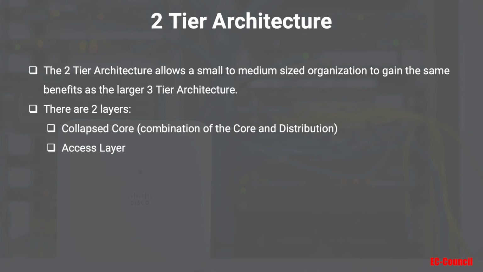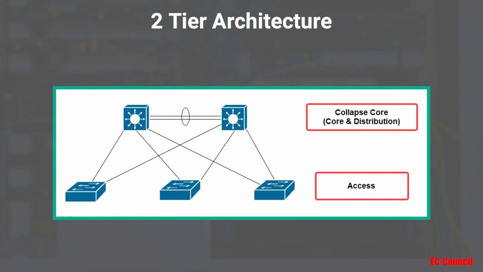One layer is known as the collapsed core. The collapsed core is a combination of the core and distribution layer from the three-tier architecture. And then there's the access layer. In this diagram, you can see the access layer and how it is interconnected with the collapsed core. Keep in mind, the collapsed core is a combination of the core and distribution layer.